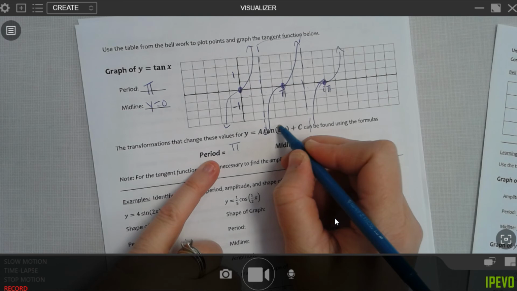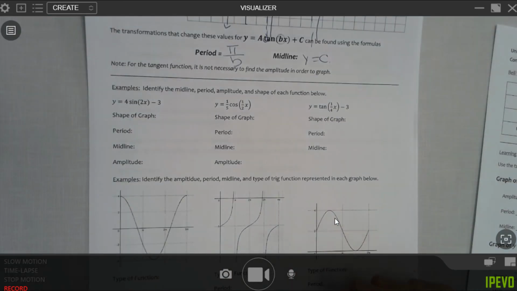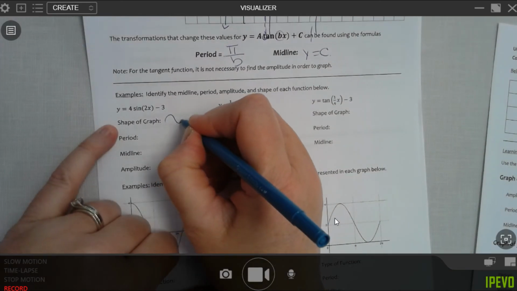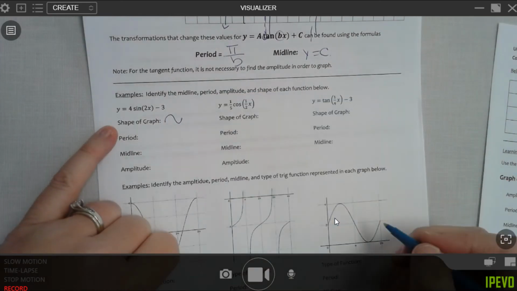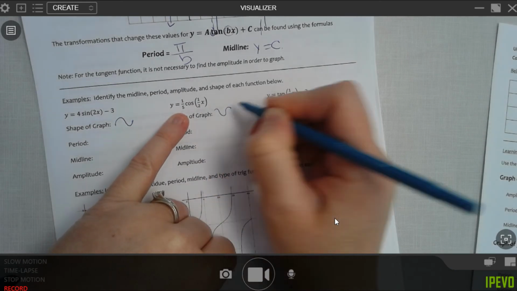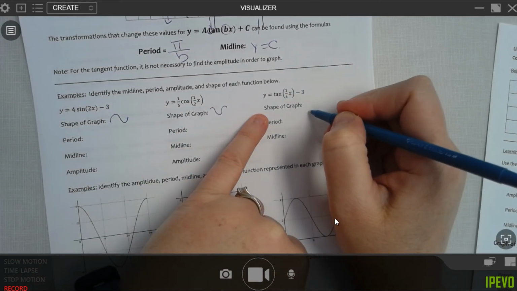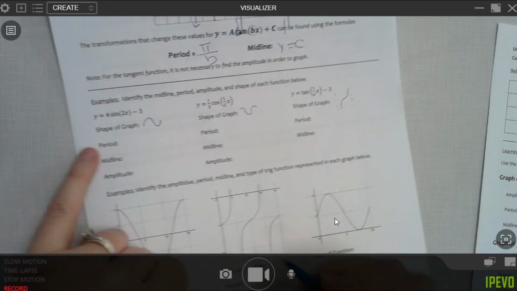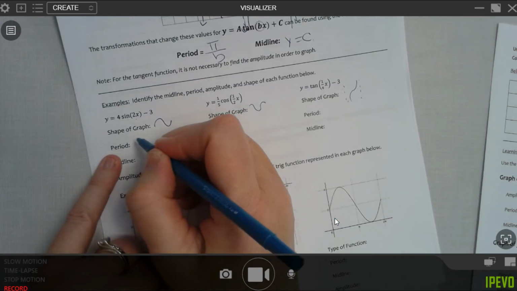So we're going to go ahead and identify some midlines, periods, amplitudes, and shapes of each function. So the sine shape is the one that goes like this. It starts at 0, 0. The shape of cosine is one that looks like a wave. And the shape of tangent looks like an x cubed graph, like that.